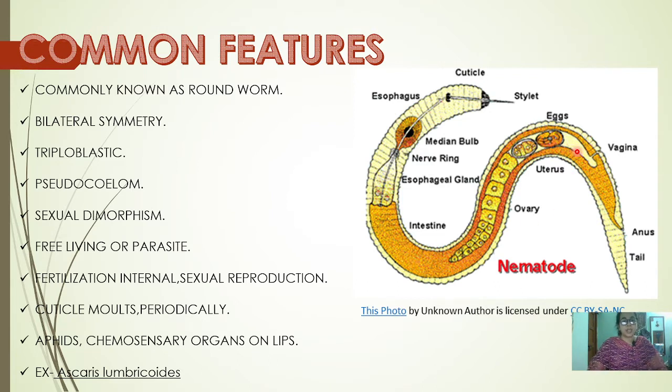You can see here that the cuticle, or the skin, undergoes molting. Molting means periodic change or shedding, that is, their skin sheds from time to time. One sensory organ is present near the mouth region, known as the amphid, which is a chemosensory organ responsible for a certain type of sense. The most common example of these nematodes is Ascaris lumbricoides, which causes the disease known as ascariasis.